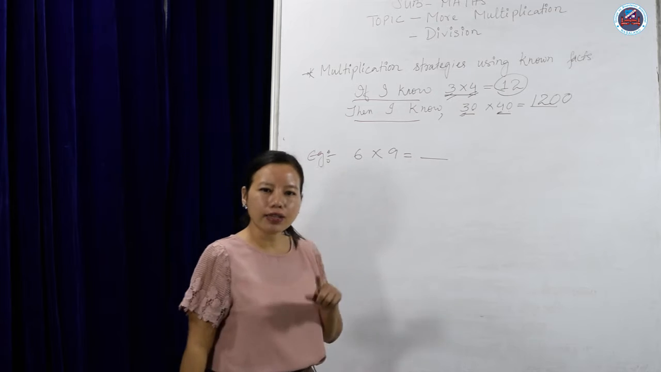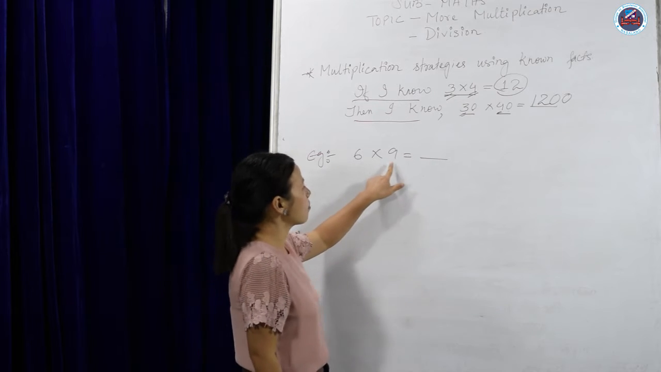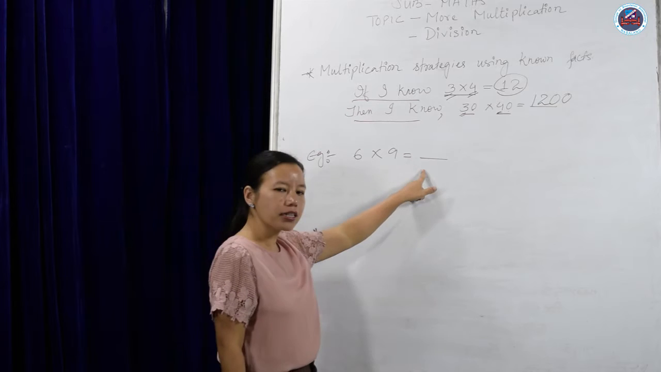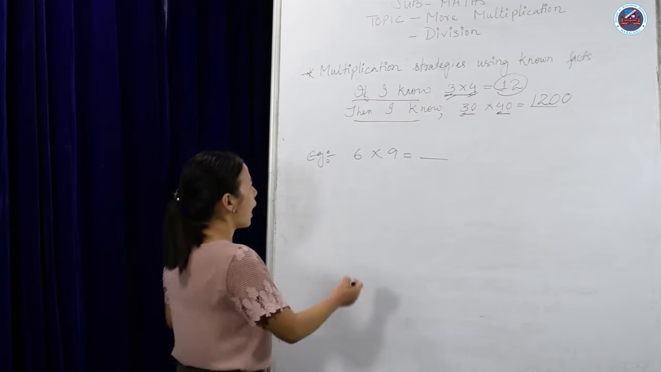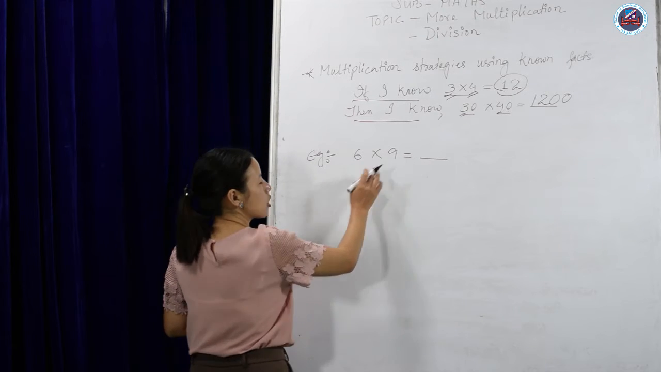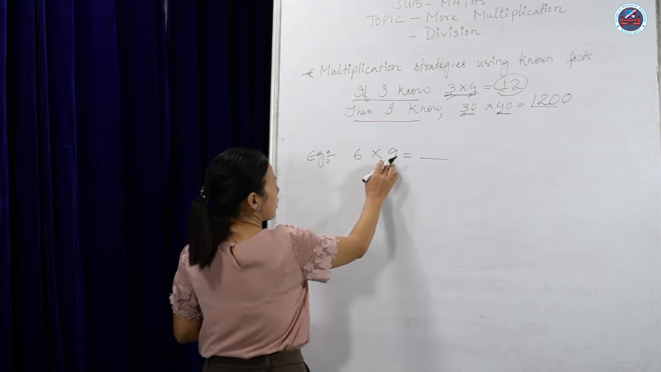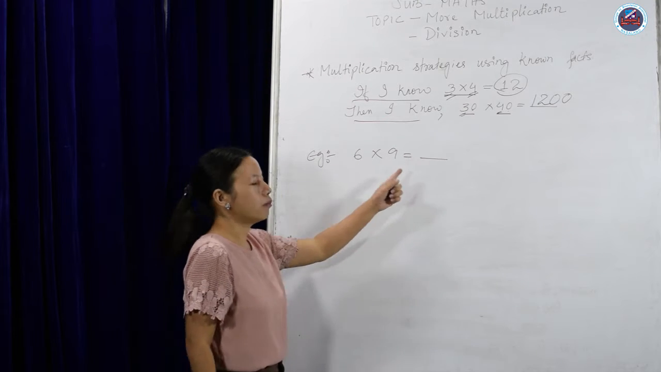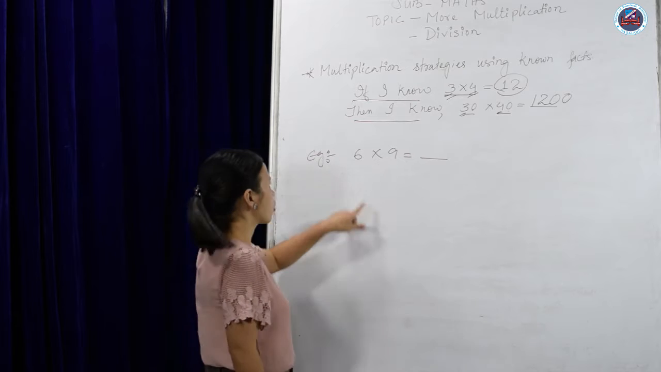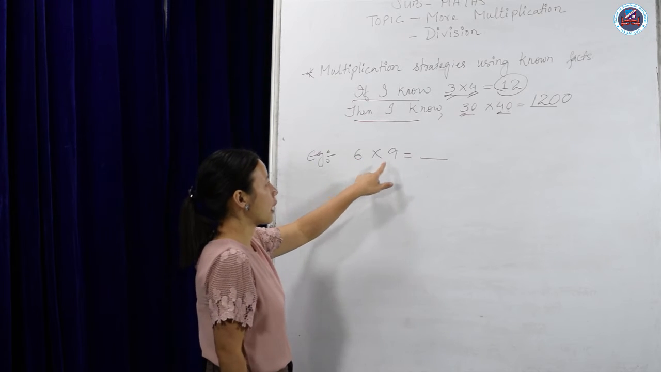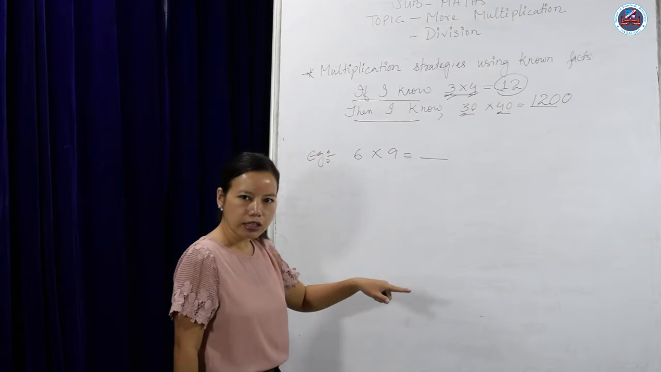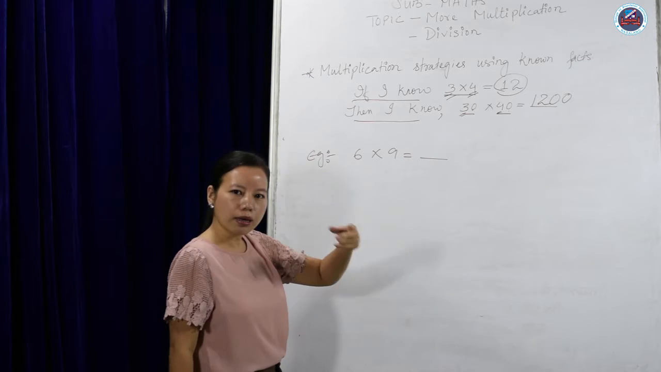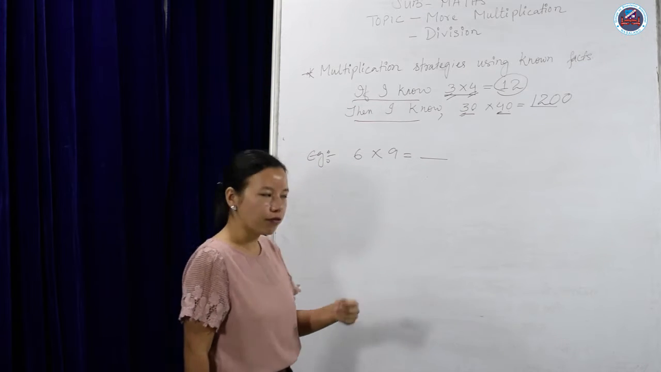Now let's take another example. Suppose 6 times 9. If I'm not sure of the answer, what I can do is split one of these factors. These numbers are called factors, and the answer we get after multiplication we call the product. Here, out of these 2 factors, I'm going to use 1 factor and break it down into 2 parts, into smaller numbers, to make the problem easier for us.